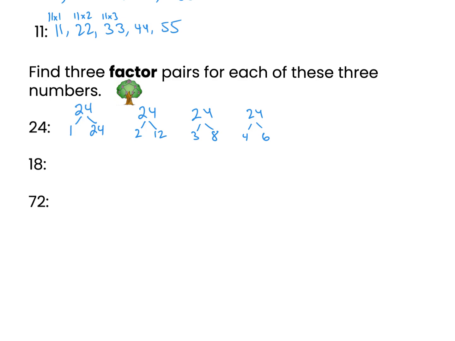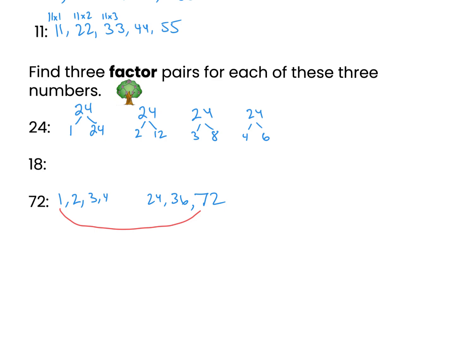The other way we can think of it, and I'm going to skip down to 72, is you could make a list. So like 1 times 72. So our smallest factor of 72 is 1. Our biggest factor is 72. And then I might go to my next number and think, okay, well, 72 is an even number. So I know it's 2 times 36. 72 is divisible by 3. So it's 3 and 24. 72 is divisible by 4.